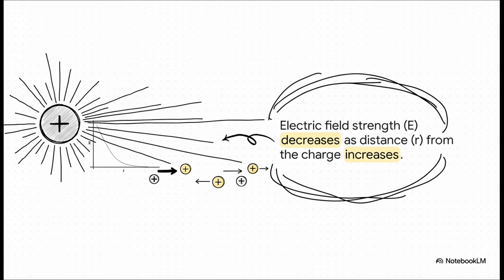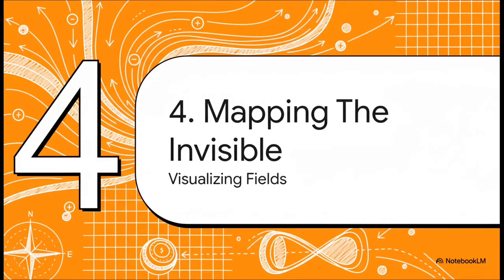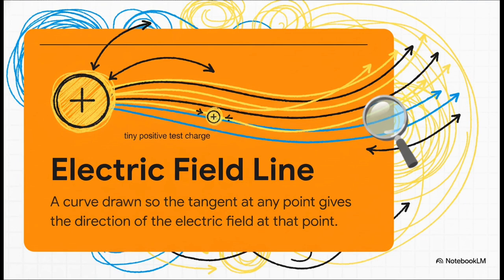That's the famous inverse square law in action, a fundamental pattern you see all over the place in physics. So we've got this invisible field all around us. Great, but how do we work with something we can't even see? Well, to solve that problem, physicists came up with a really clever visualization tool to help us actually picture what these fields look like. What they came up with are called electric field lines.